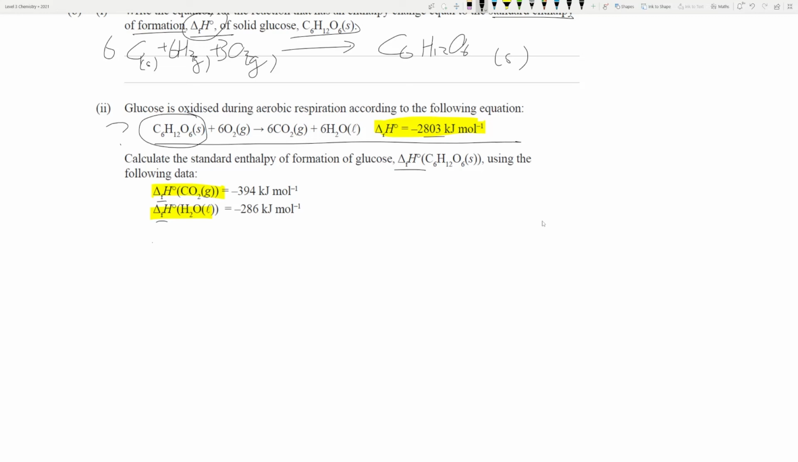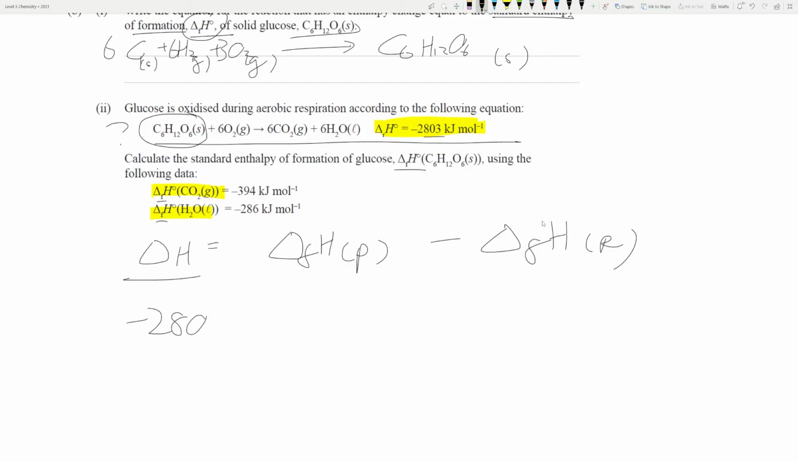So you just need to remember enthalpy change equals the enthalpy of formation of the products minus the enthalpy of formation of the reactants. So we know this delta H is negative 2803. The product is this, I don't know, so let's make it X. X plus 602, 6 times 0 is 0, so not interested, minus products 6 times CO2, which is negative 394, plus 6 times negative 286.